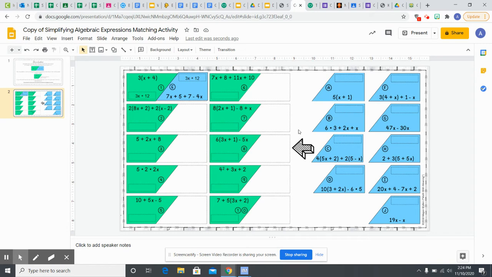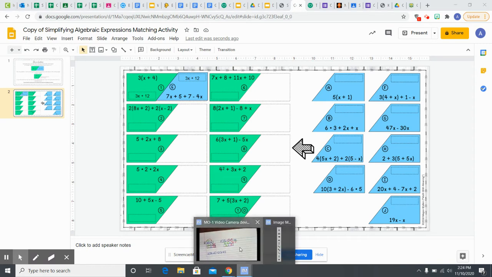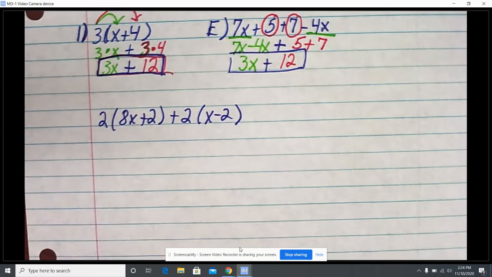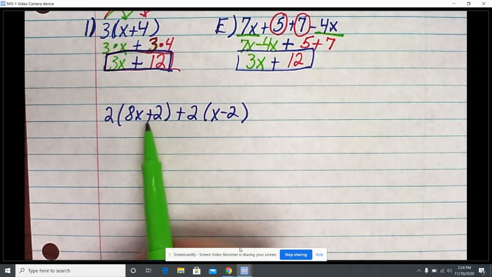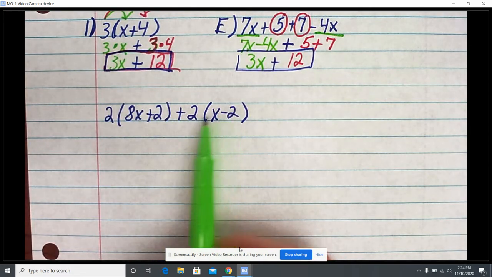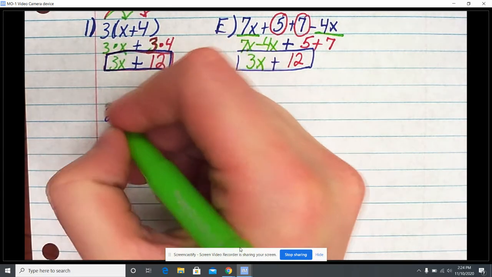Let's do a problem. Okay. Let's do this tough one right here. So we're taking 2 parentheses 8x plus 2 plus 2 parentheses x minus 2. All right. So this is going to be a tough one, so that's why I'm going to go ahead and help y'all on this one. So first, I have 2 different distributive properties I need to work on. So I'm going to work on this one first.